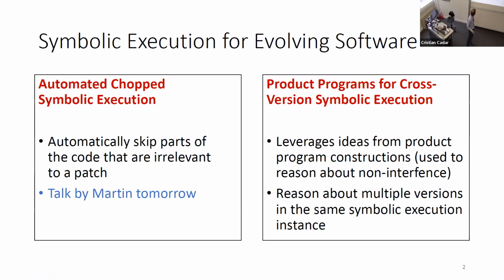One of them is automated chop symbolic execution, where we try to automate this idea of skipping parts of the code which are irrelevant to a patch. And Martin will give a talk on this tomorrow as well. And then we are exploring using product programs, which are typically used to reason about non-interference properties in a security setting, to instead reason about multiple versions of a program within the same symbolic execution instance.